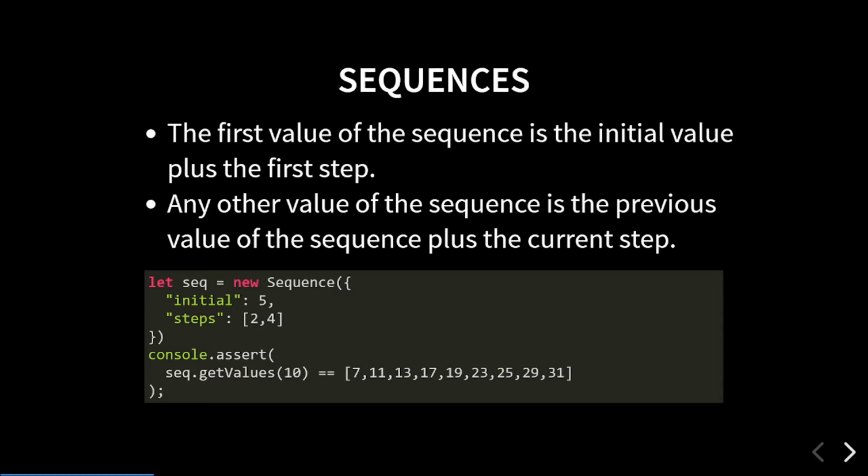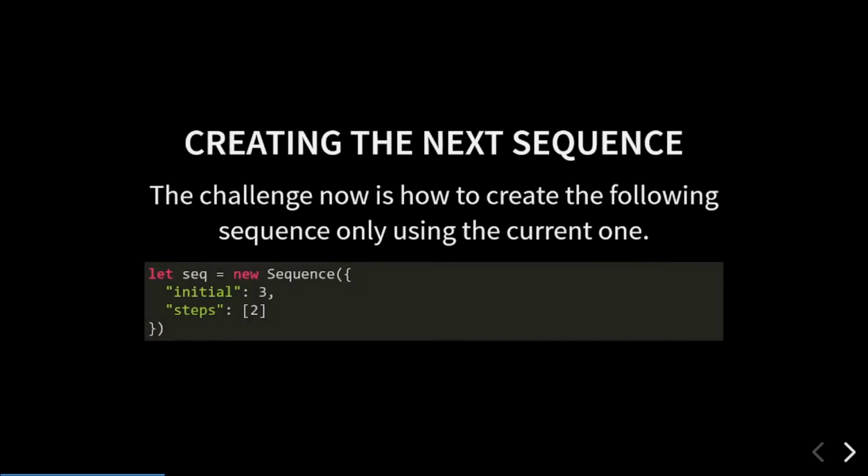Now the challenge is, I have a sequence that avoids all the multiples of 2, and it would be quite easy to create another sequence that avoids 3. But I want to create a sequence that avoids both numbers, and I just have the sequence that avoids the multiples of 2. So how can I do that?